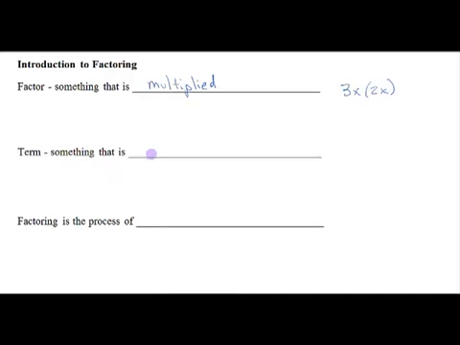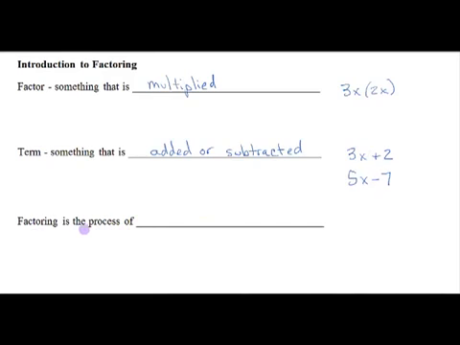A term is something that is added or subtracted. Remember that terms are separated by plus or minus signs. So here we would have something like 3x plus 2 or 5x minus 7. So this is a term and this is a term.